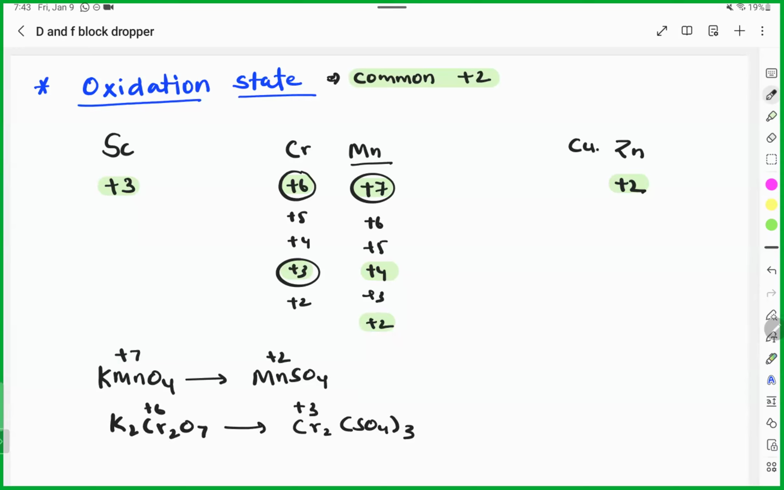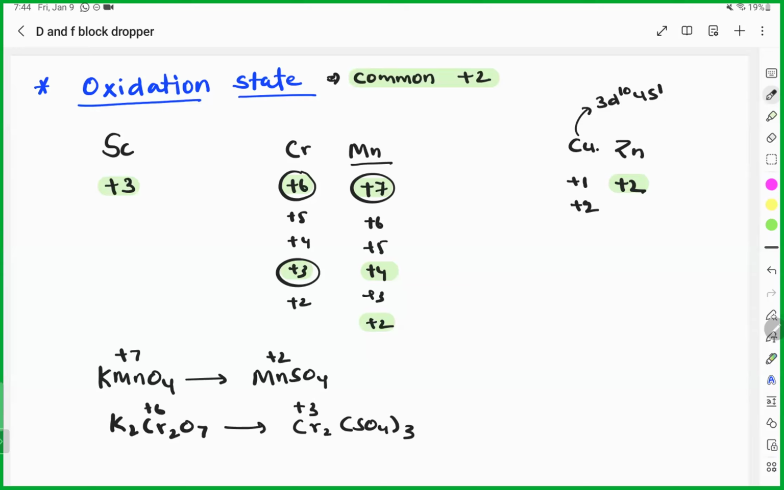If I see, NCERT is saying that we have two oxidation states, +1 and +2. And copper's electronic configuration is 3d10 4s1. What should be the common oxidation state in this case?